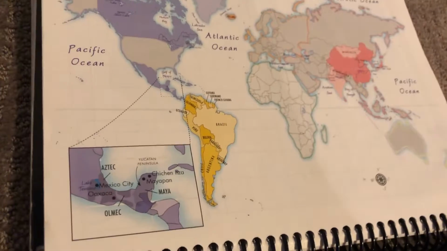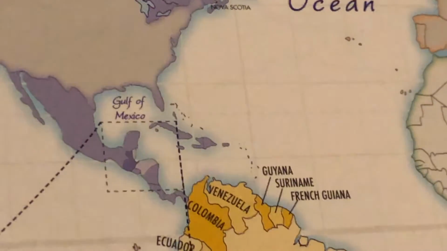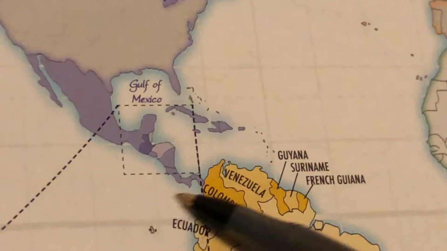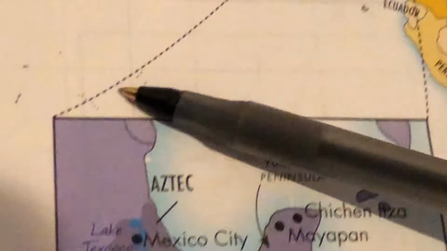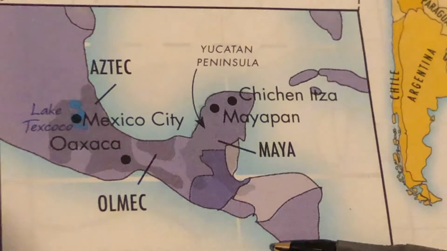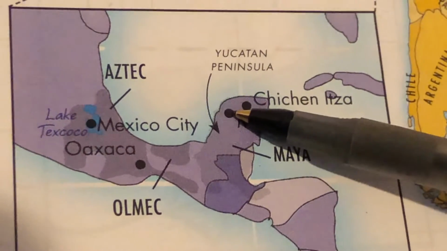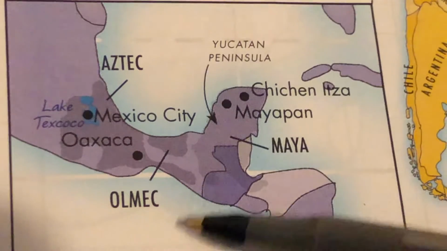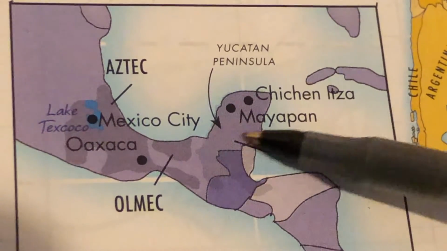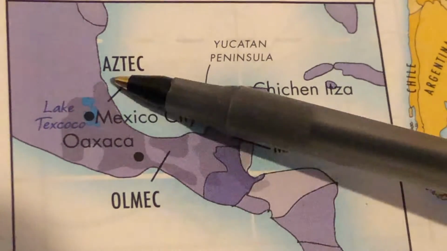Yeah! This week we will be learning about the Mesoamerica regions. So the first one is the Gulf of Mexico, which is right here. And then we're going to be studying what's in this dotted square here. So we're going to come down and focus in this region. So we're going to go to the Yucatan Peninsula, which is right here. The Olmec civilization was right here, okay? Then the Maya civilization was over here on the Yucatan Peninsula, and the Aztec civilization was over here by Mexico City.